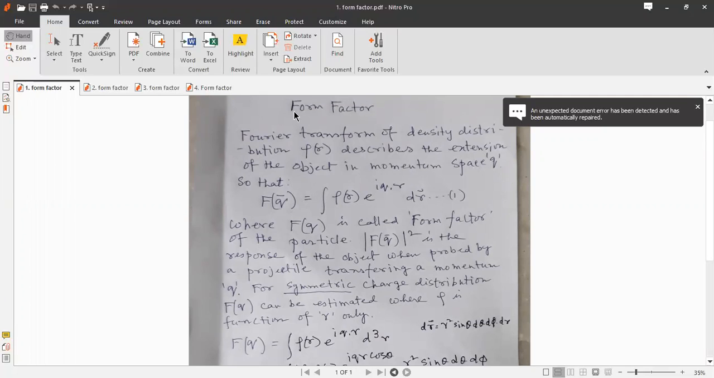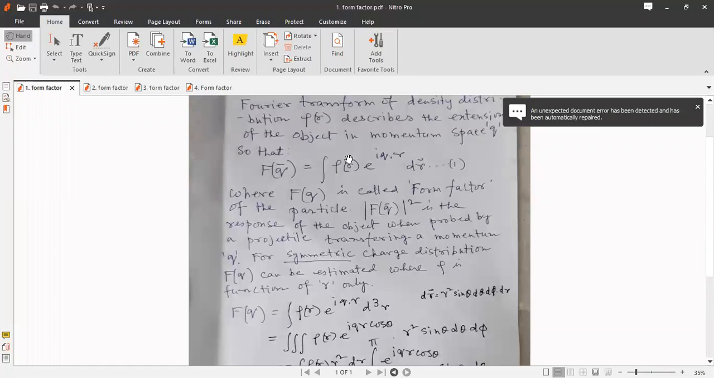So there are different kinds of form factor. Here we'll discuss the form factor which is related to the density distribution. There may be magnetic form factor also and other kinds of form factor. Now let us see what form factor actually means mathematically.